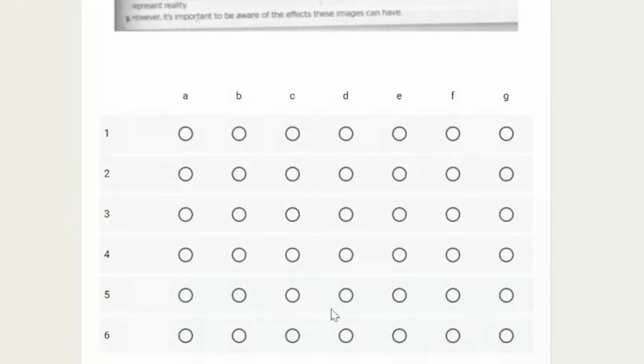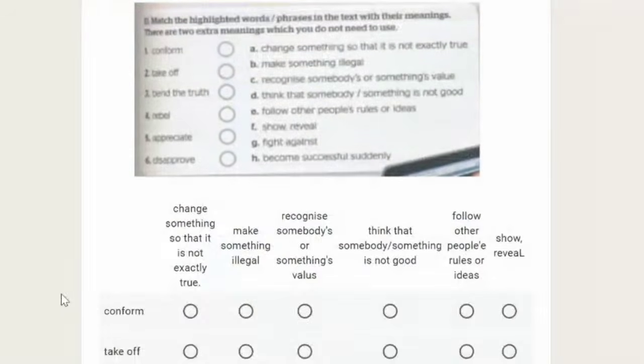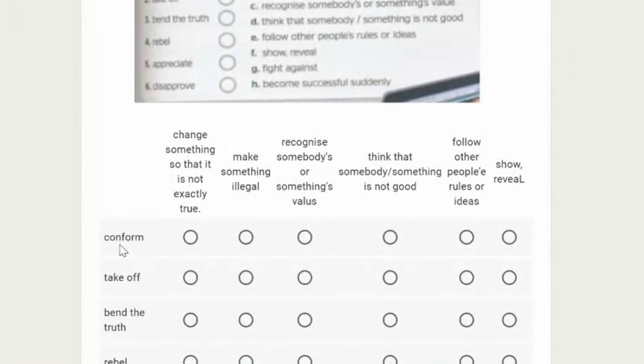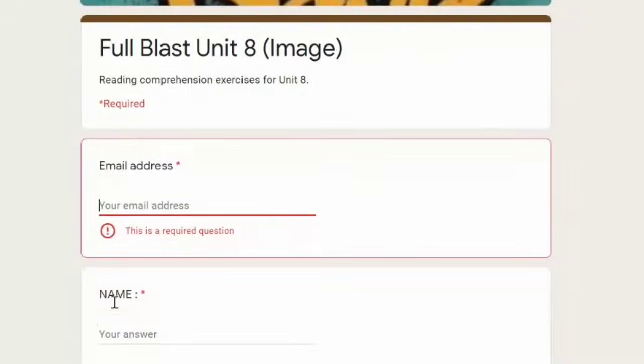So you have to scroll for the answers, and then, for example, if you think the answer is A, just click on A. Okay, and then for D, this is the matching exercise. You can write the answer. For example, you think conform is to change something so that it's not exactly true. For example, just click here. So you have your answers. And then you have to move to the next one.